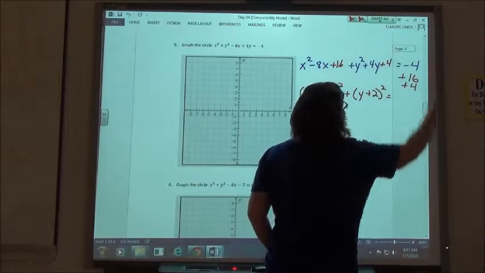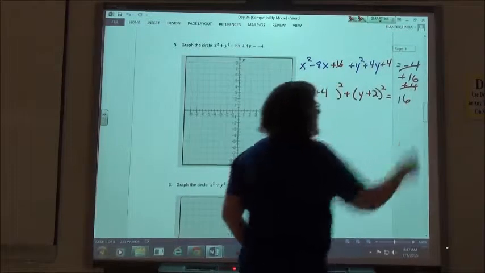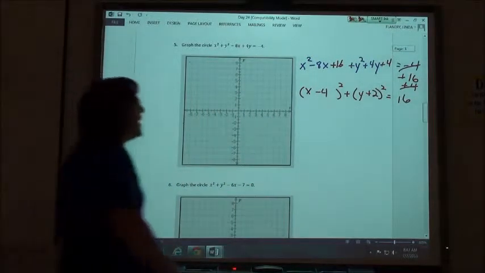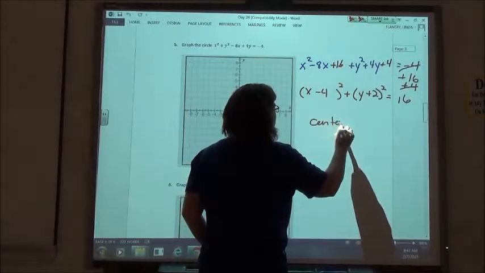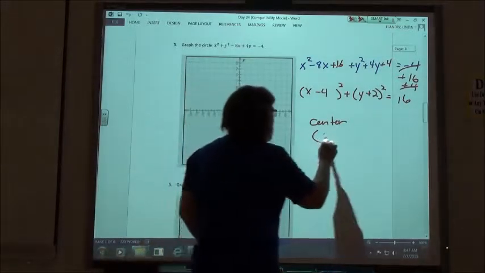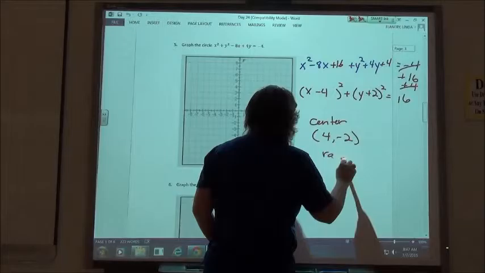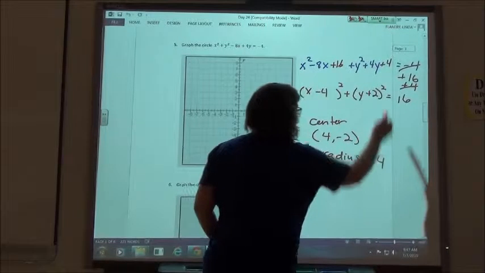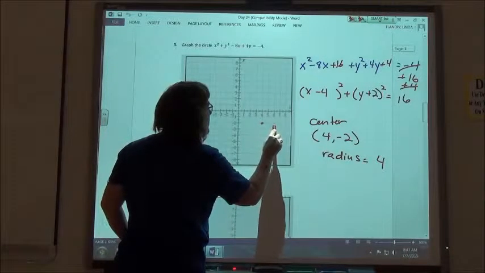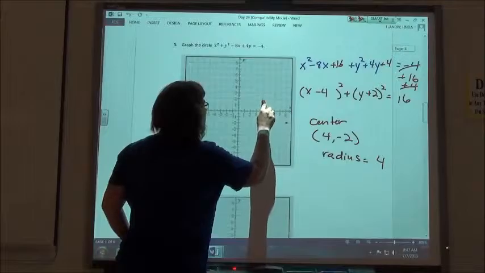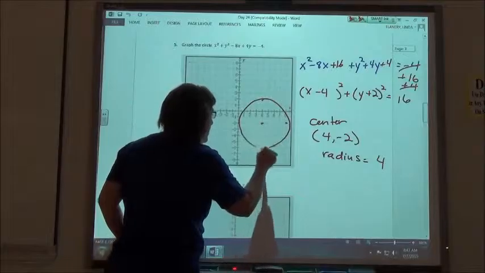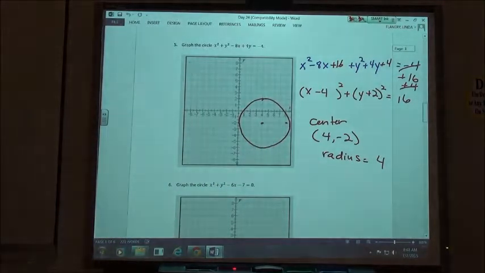And over here, if I do my adding and subtracting, the 4's are going to cancel out, so I'm just going to get my 16 over there, right? So my center would be at 4, negative 2, and my radius is 4. Square root of 16 is 4. So 4, negative 2 with a radius of 4. Okay. Something sort of like that.